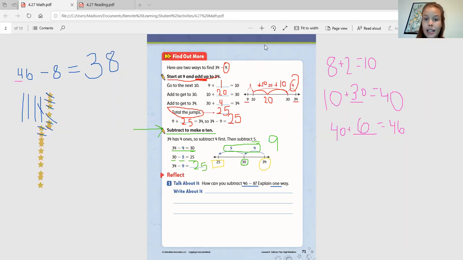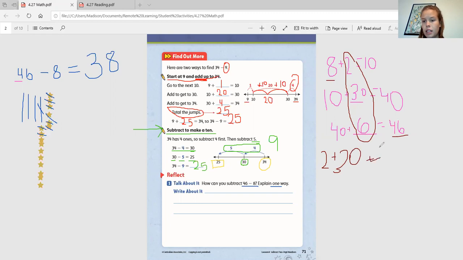Now I need to add all of these numbers right here that I used to help me add up from this 8 to this 46. So I'm going to have 2 plus, sorry, that 3 looks wonky, plus 6. So the ones, I have 2 plus 0 plus 6, which is just 2 plus 6, which is 8. And then in my 10s, I only have that 3. So the answer is 38. That's the same answer that we got over here.